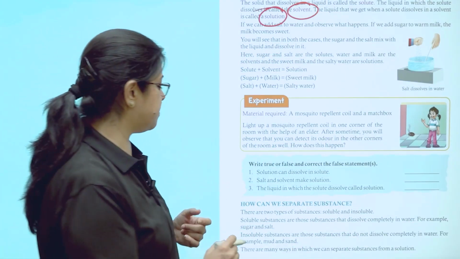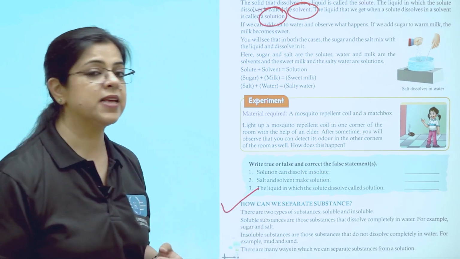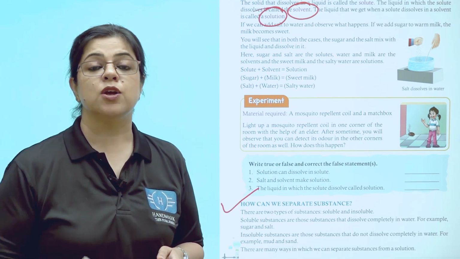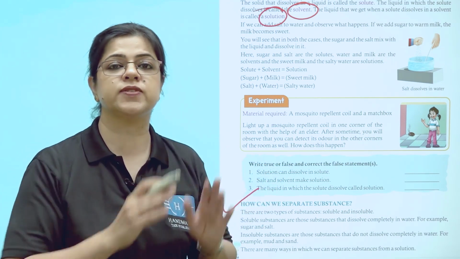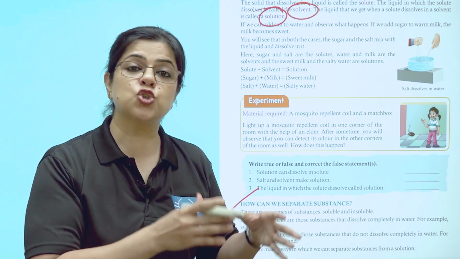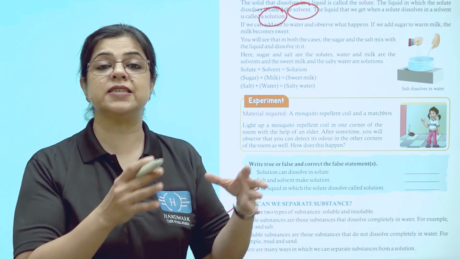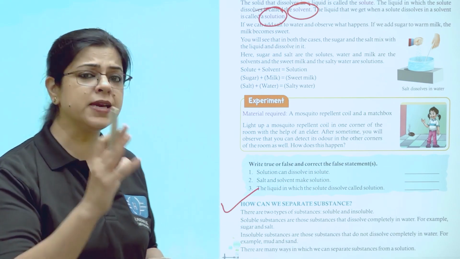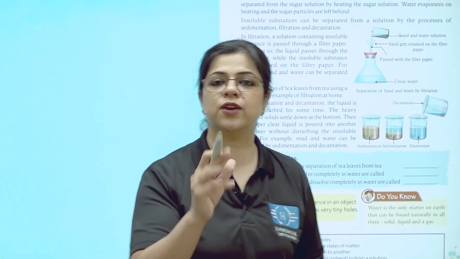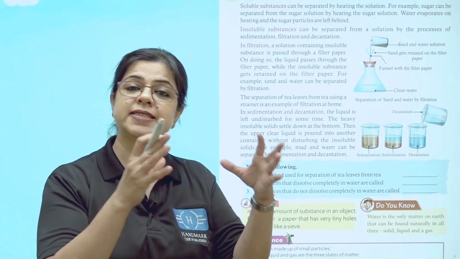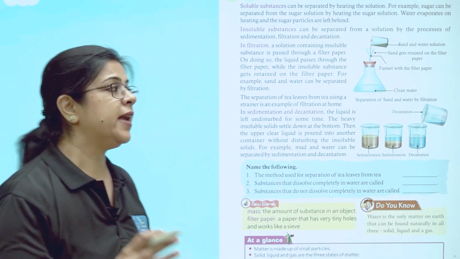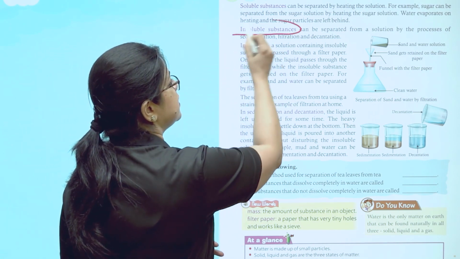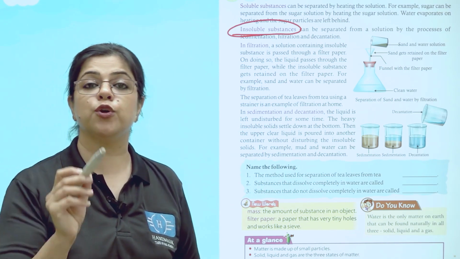Now, having learnt about how to make solutions, let us understand if there is a way in which you can separate substances. So, we know that salt dissolves in water. Salt is soluble in water. Salt is a soluble substance. But if you take the example of mud, can you mix mud in water? No, you cannot. This is because mud is an insoluble substance. In case of insoluble substances, you can separate the mud from water.